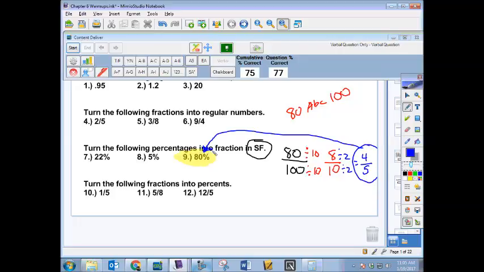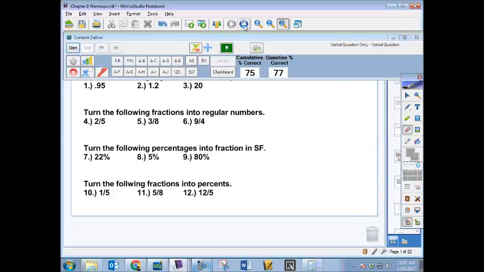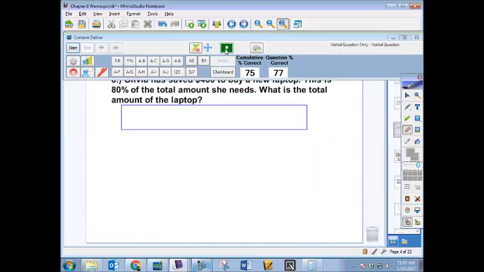4/5 of a pizza, I could say, hey, I have 4 out of 5 slices left of my pizza. Or I could say, hey, I have 80% of my pizza left. Same exact thing. Everybody understand that? Okay. All right, let's get away from these for a little bit. Let's go in and do these.